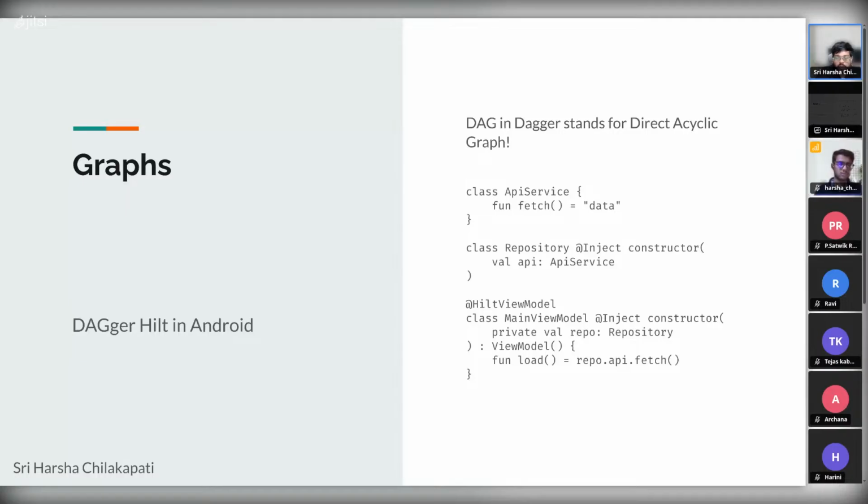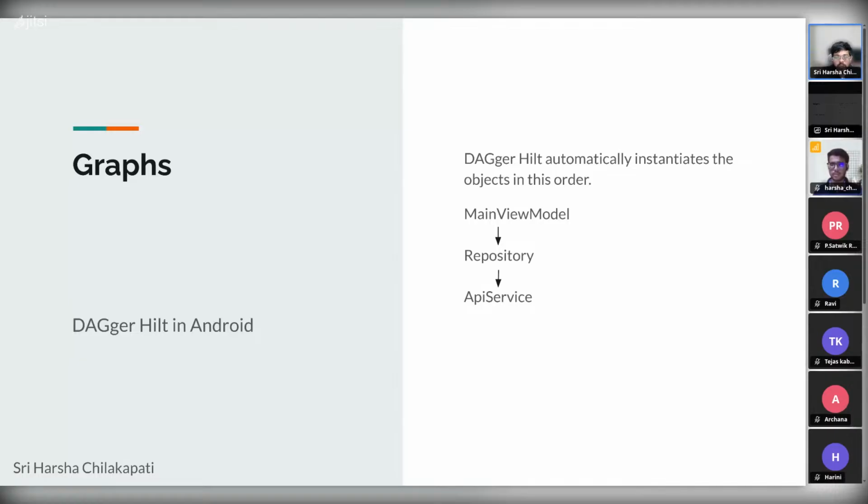And then what will happen? You have a main view model, which is a Hilt view model, and its constructor takes a repository. So in order to have a main view model, you need a repository. In order to have a repository, you need an API service. So you'll have to start with it first. Because you are adding this inject, Dagger Hilt is automatically able to figure out that you will need the objects in the right order. So it creates the dependencies like this.